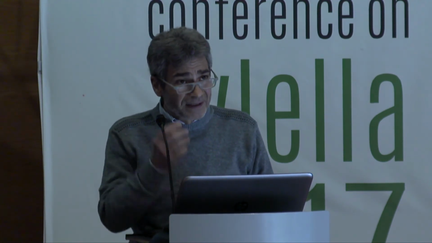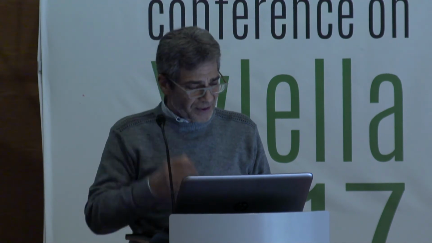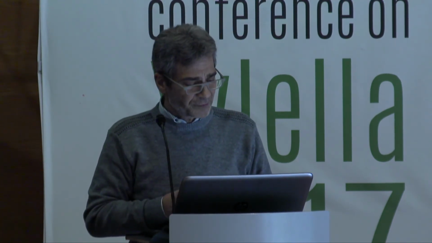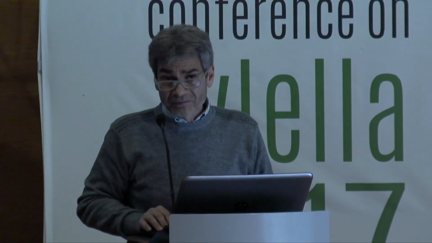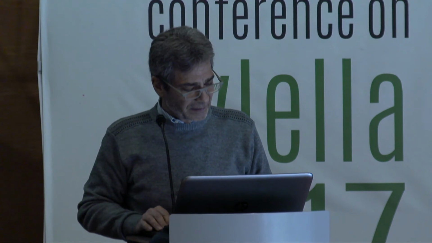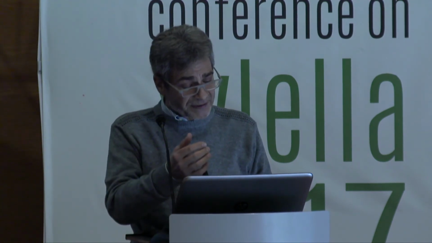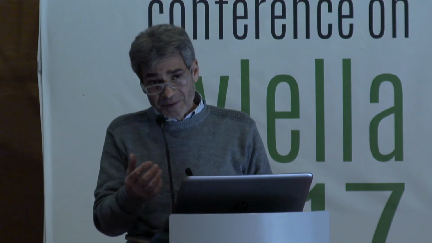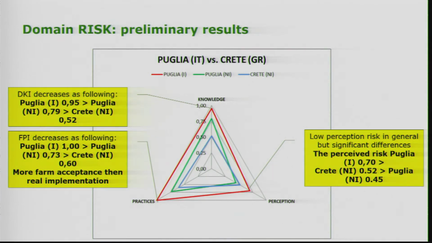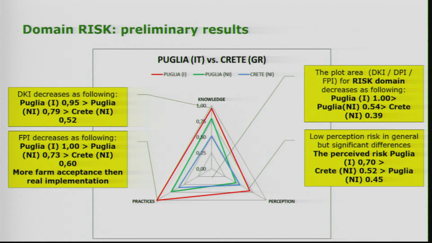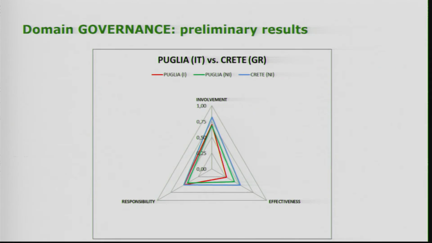The farm practice index has quite a high score for the infected area, higher than in the non-infected. From the outcomes, we see more farm acceptance than real implementation. The farmers say, yes, I accept, we can do it. But in the end, the implementation is very low. And the plot area of the risk domain is very high, as you can imagine, in the infected area, and decreases in the non-infected areas.